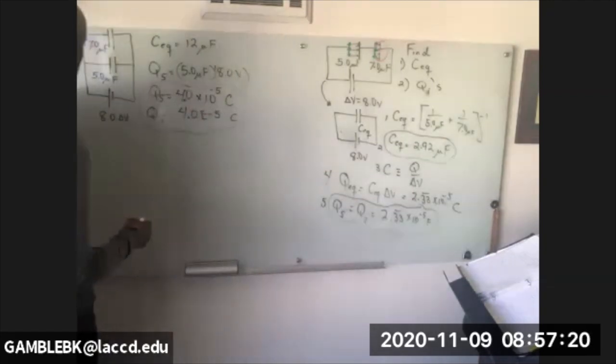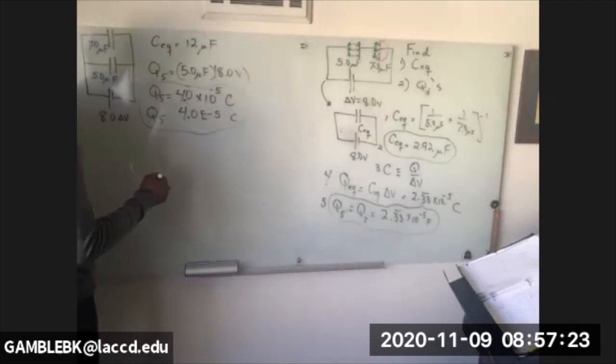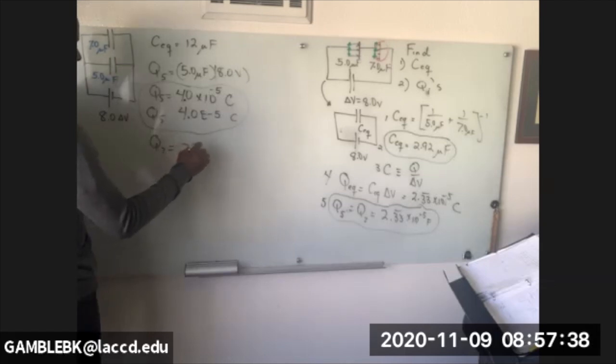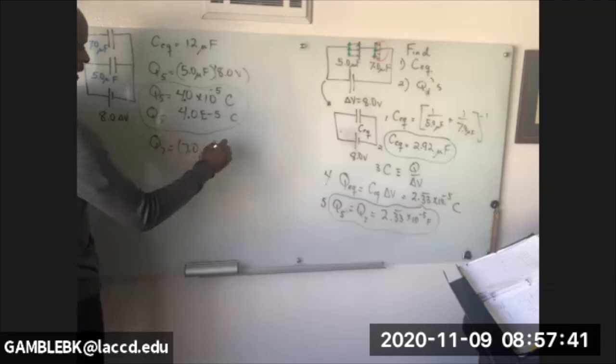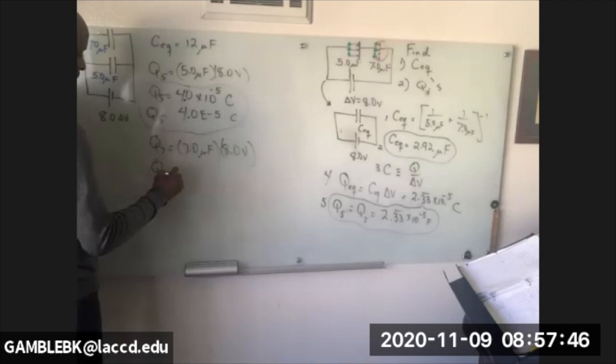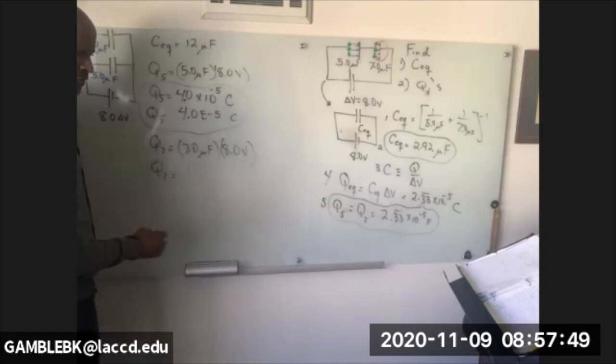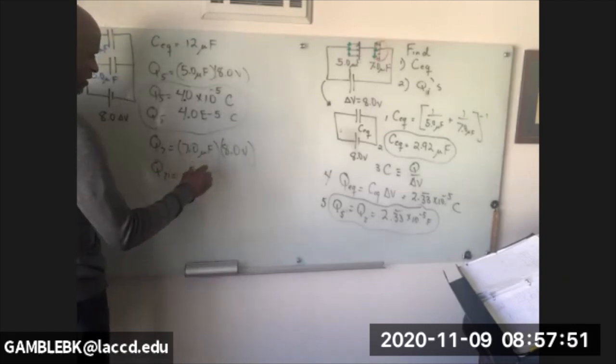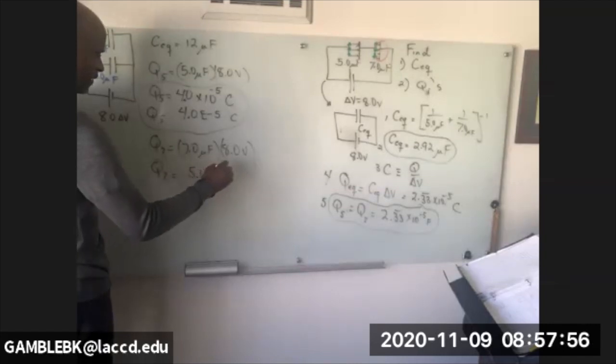And for the other one, it's 35, right? It's 42. 7 times 8 is, no, what's 7 times 8? 56. So it would be 5.6 times e to the negative 5 coulombs. So 7.0 microfarads times 8 is 56. So 5.6 e to the negative 5 coulombs.